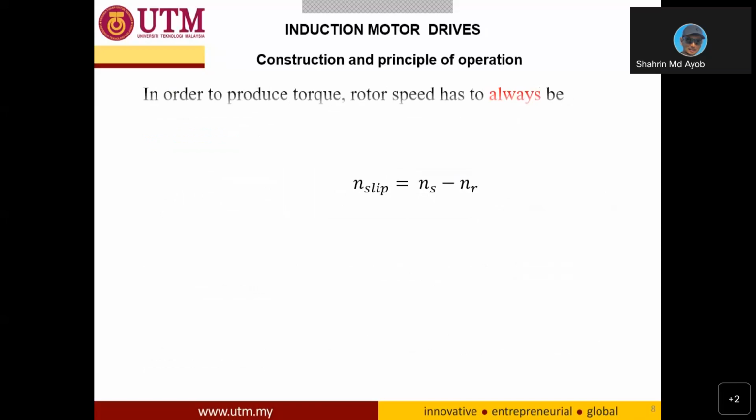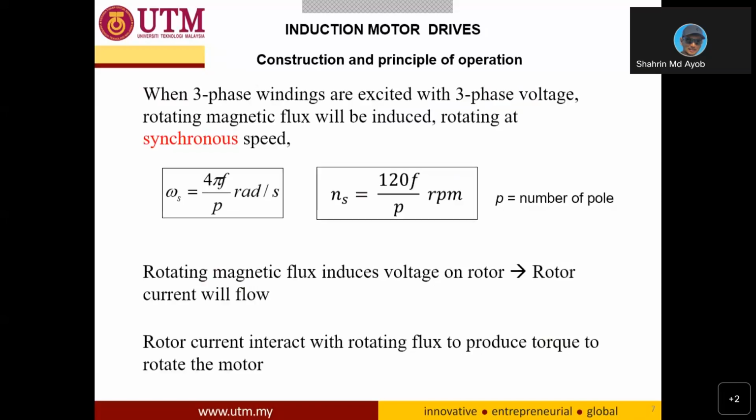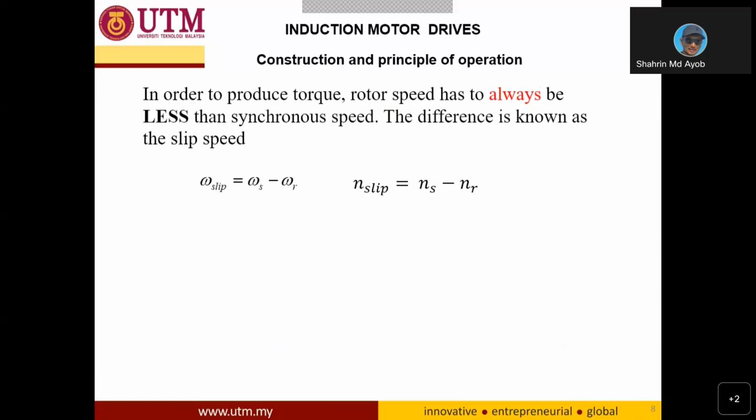Okay. And then this is another important equation which we call slip. The rotation of the motor cannot equal NS, it will not equal NR. It cannot equal. If it is equal, the rotation will stop because there is no flux cutting.